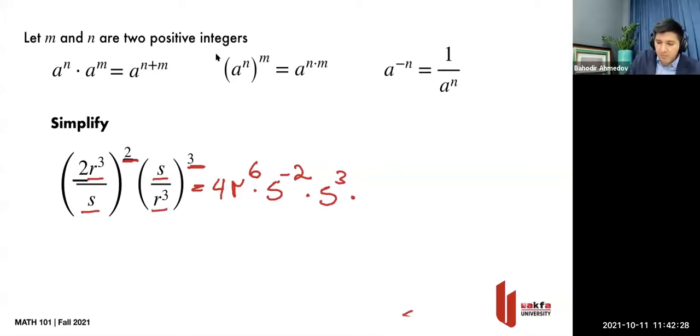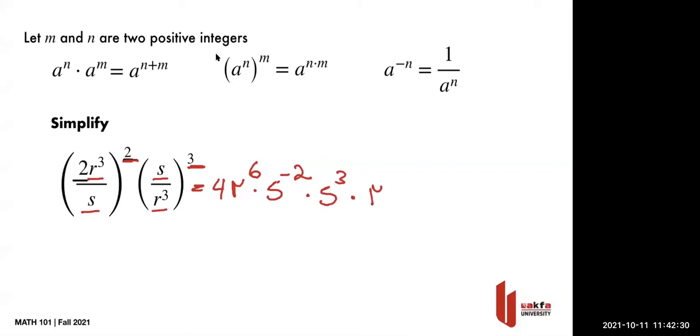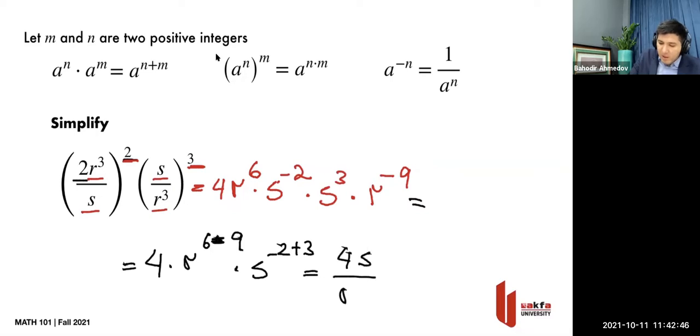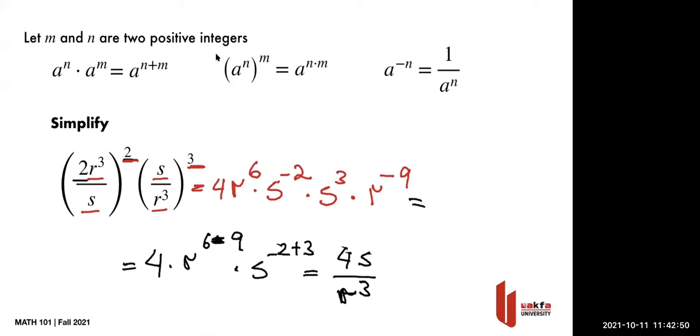What is R cubed in the power of minus 3? R to the power minus 9. Okay, cool. Now I'm just going to add up the exponents. It's going to be 4 times R in the power of 6 minus 9, times S in the power of minus 2 plus 3. It's going to be 4S divided by R cubed. Super easy.